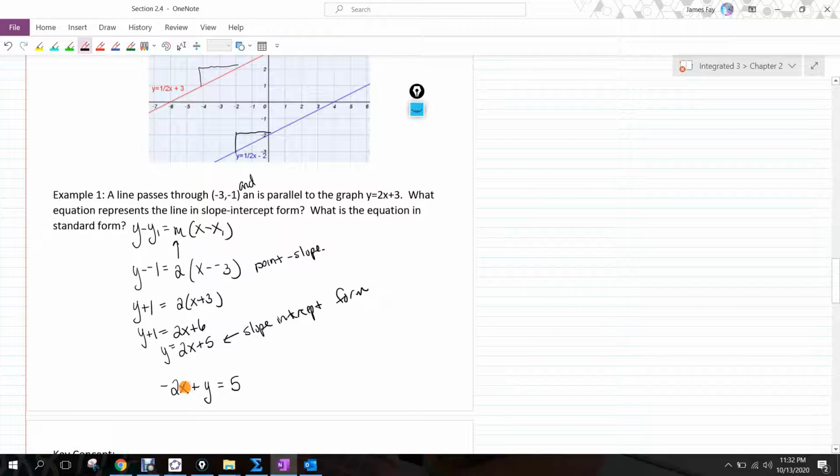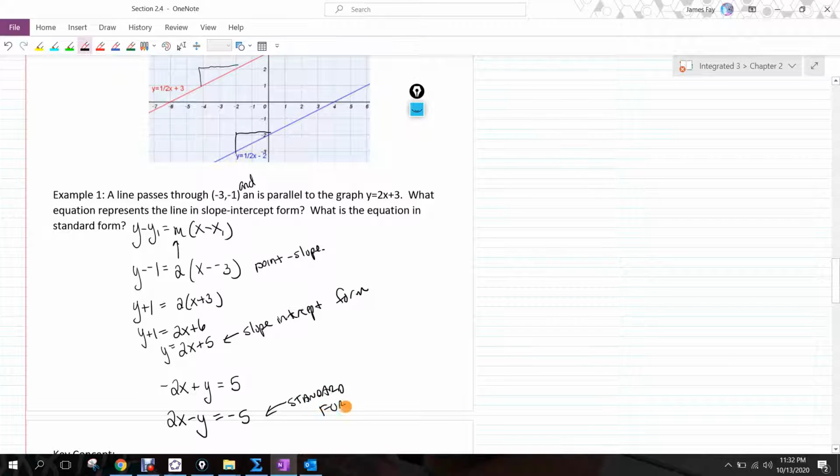I'm not sure what WebMathExcel will do, because a lot of times there's texts that say they want this term here to be positive. If they want that to be positive, all we've got to do is multiply everything by negative. So it becomes 2x minus y equals negative 5. And that is called standard form.